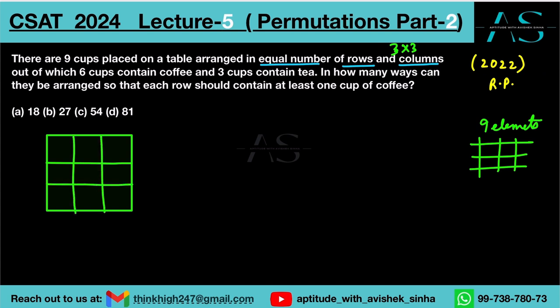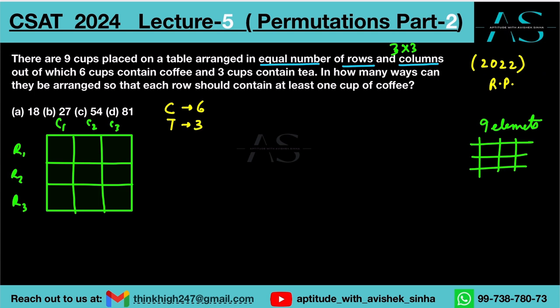See, we have got 9 places. Equal number of rows, row 1, row 2, row 3, R1, R2, R3. Column 1, column 2, column 3. Okay. Out of which 6 cups contain coffee. So in order to denote coffee, I'll write it as C. In order to denote tea, I'm writing it as T.